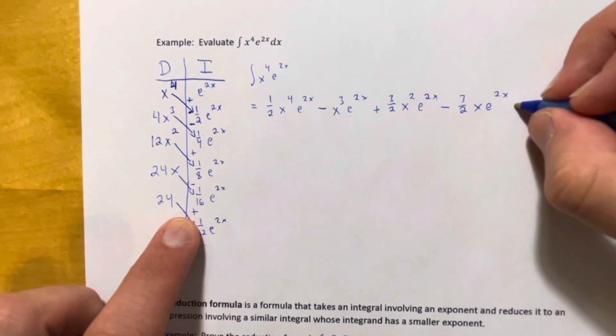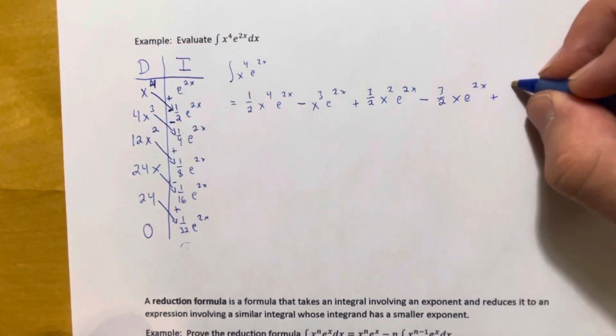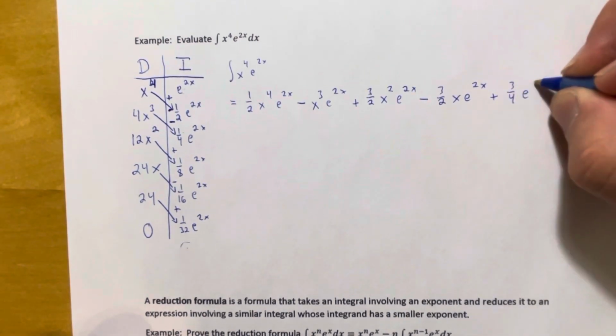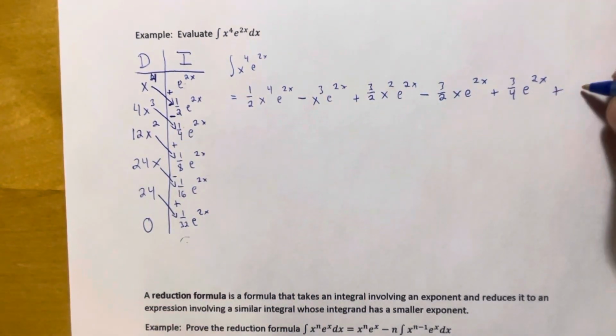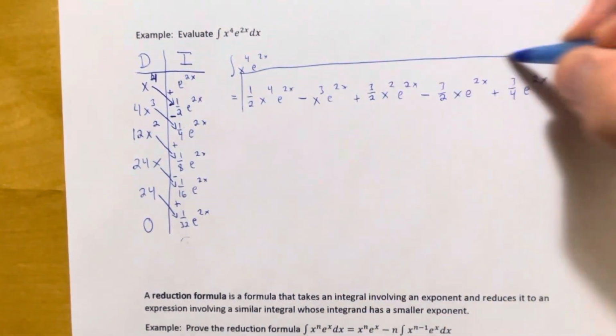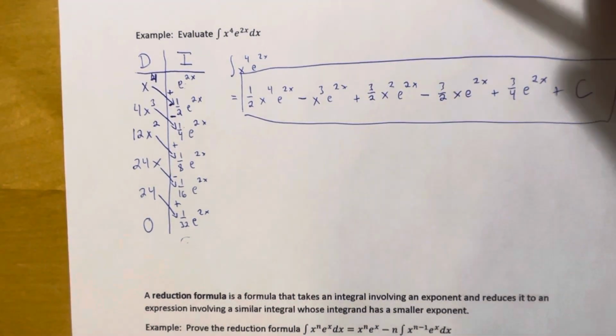Finally, I have plus 24 times 1/32, which is 3/4. So that's 3/4 e to the 2x. And then finally, it's an indefinite integral, so we need to include a plus c. And that's my answer, okay? Now, that took a little bit of time because I was kind of talking through the logic behind it.